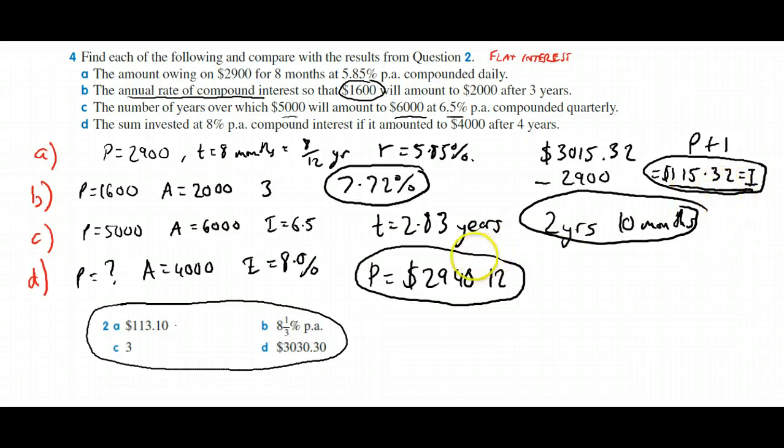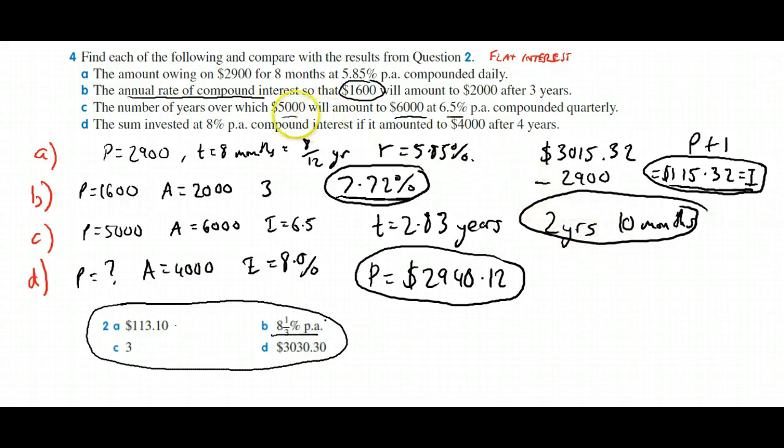Compound interest creates more. For part B, the fact that we had a lower interest rate here means that, again, compound interest was better than the flat interest rate, because we needed a smaller interest rate for compound interest to achieve the same result as for flat interest, where we needed a bigger interest rate. So with compound interest, you don't need as big an interest rate to get the same return, because compound interest is better.